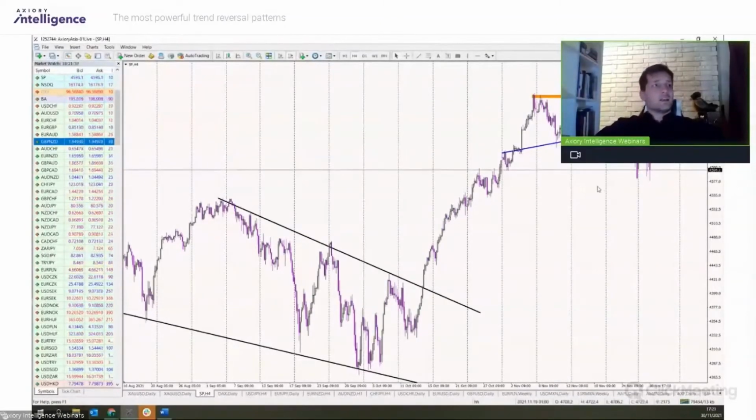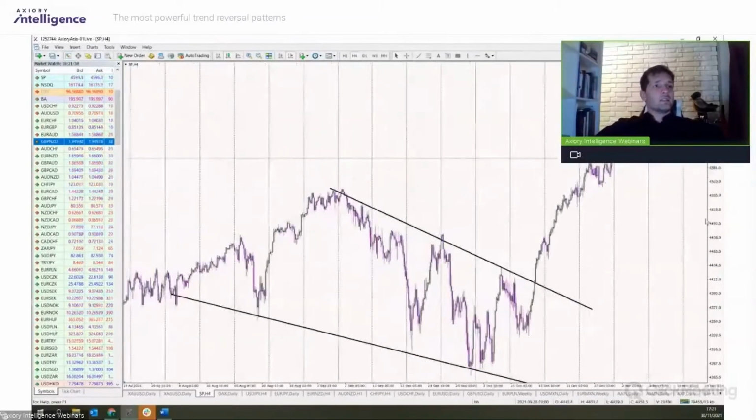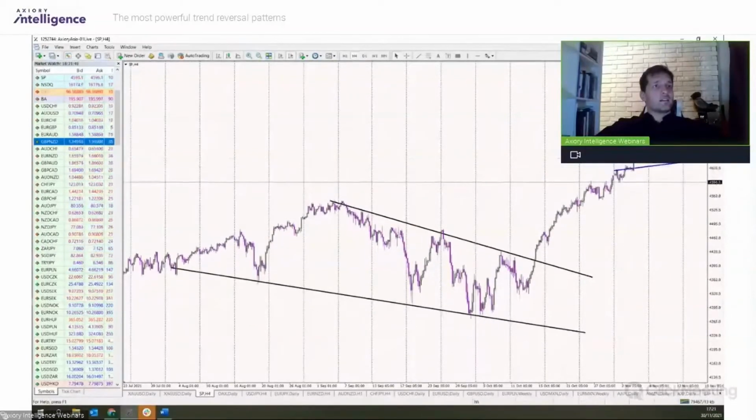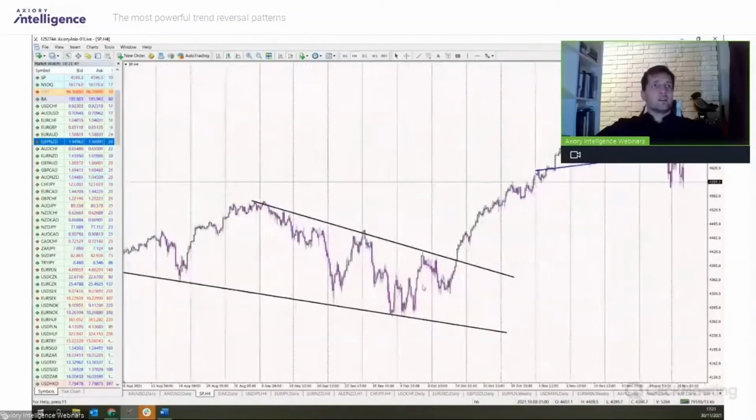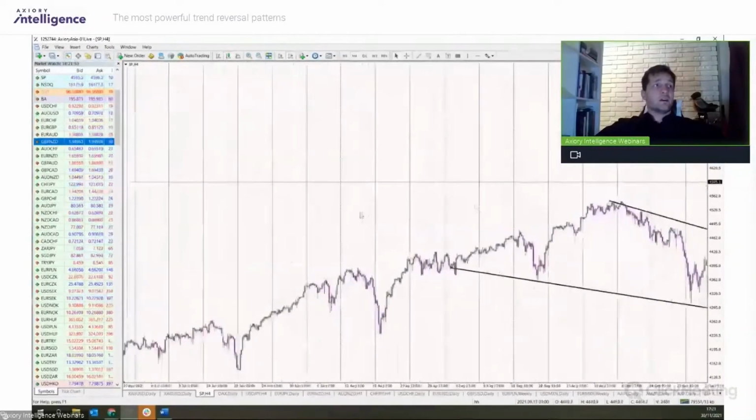Another one, my friends. This correction ended with an inverse head and shoulder formation. Left shoulder, head, and the right shoulder. So look, we're going from an inverse head and shoulder formation to the head and shoulder formation. Both of them work tremendously.